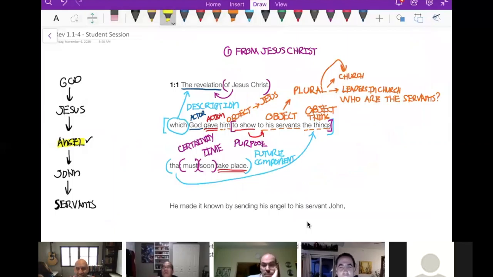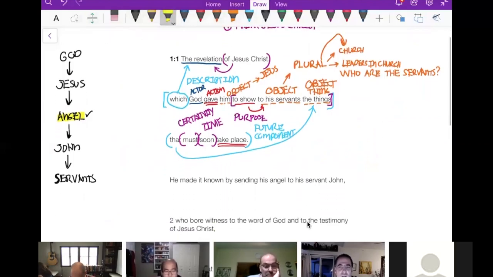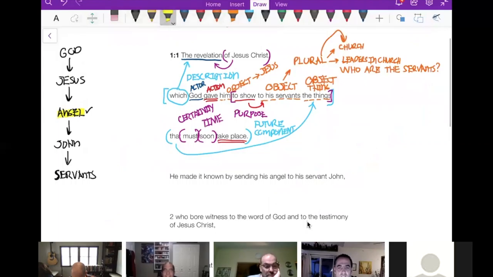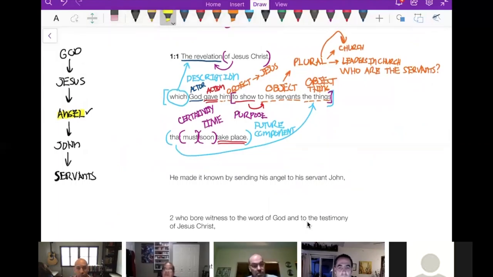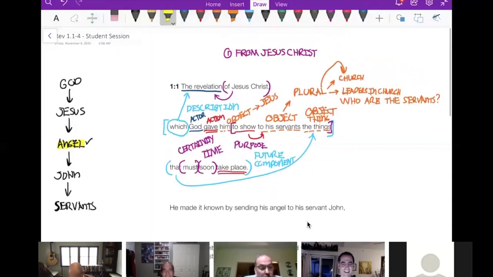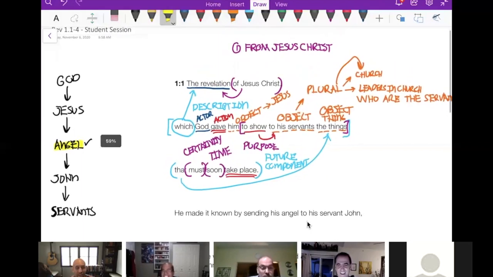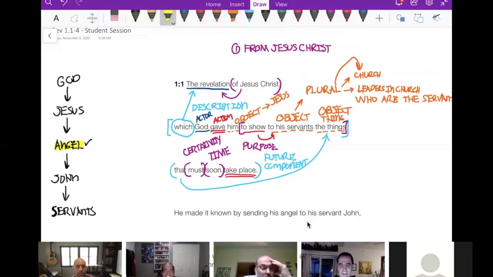It gives the reason why it was given to John, because he bore witness to the word of God and to the testimony of Jesus Christ. That's why John received it. Okay, so let's hold off on verse 2. You're getting okay. Sorry. No, but it's good. That's good, Silvio. It's good that you're thinking, and we're getting somewhere. So just in verse 1, there's a lot of information for us to consider. There is something else big that no one's really talked about yet.